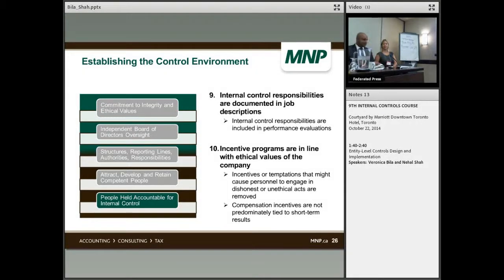And for the last principle of holding people accountable for internal control, we would expect to see that job descriptions are, of course, in place, but that they also speak to the type of internal control responsibilities that each person is responsible for. And then the second piece would be having an alignment between the ethical values of the organization and incentive programs. So the focus here is really on compensation. I go back to the example I gave before about creating the right culture. If compensation is tied to short-term results, you're going to have illicit behavior.